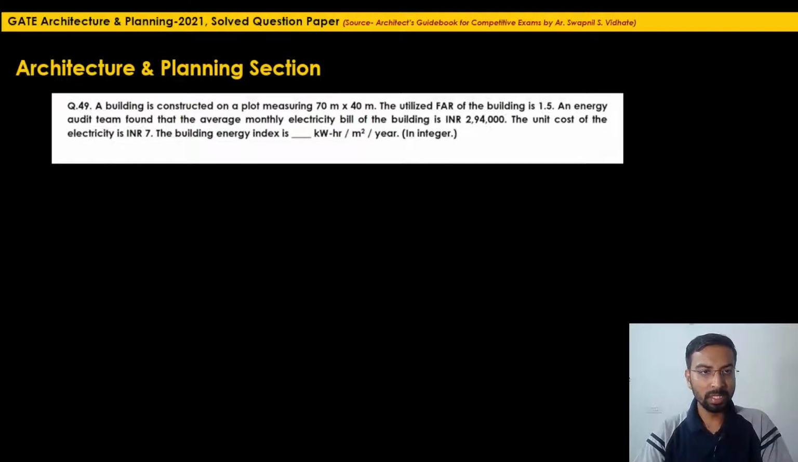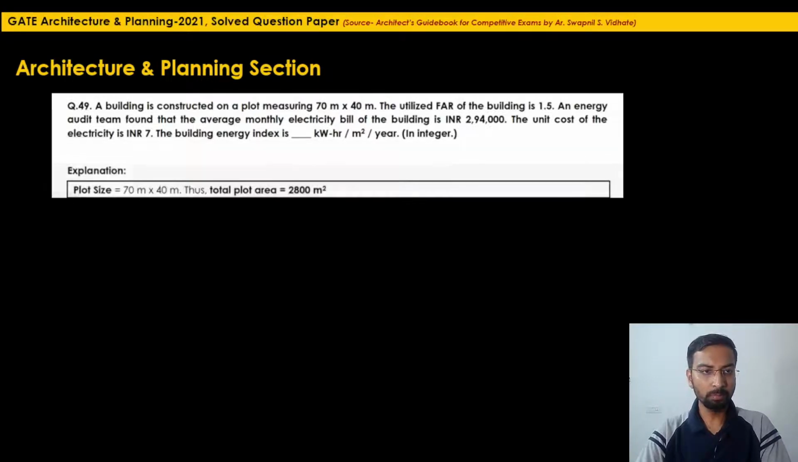Okay. So basically they have mentioned the plot dimension, what is the FAR utilized, and what is the monthly electricity bill, and the unit cost of the electricity, that means rupees per kilowatt hour. So this is the information they have mentioned, and they are asking the building energy index in this unit, kilowatt hour per meter square per year. Okay, let's solve this example.